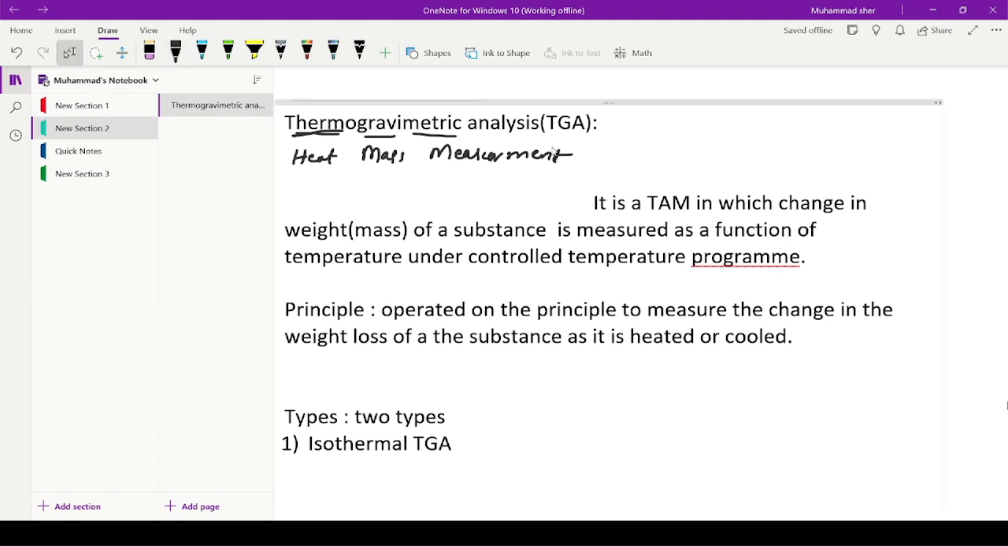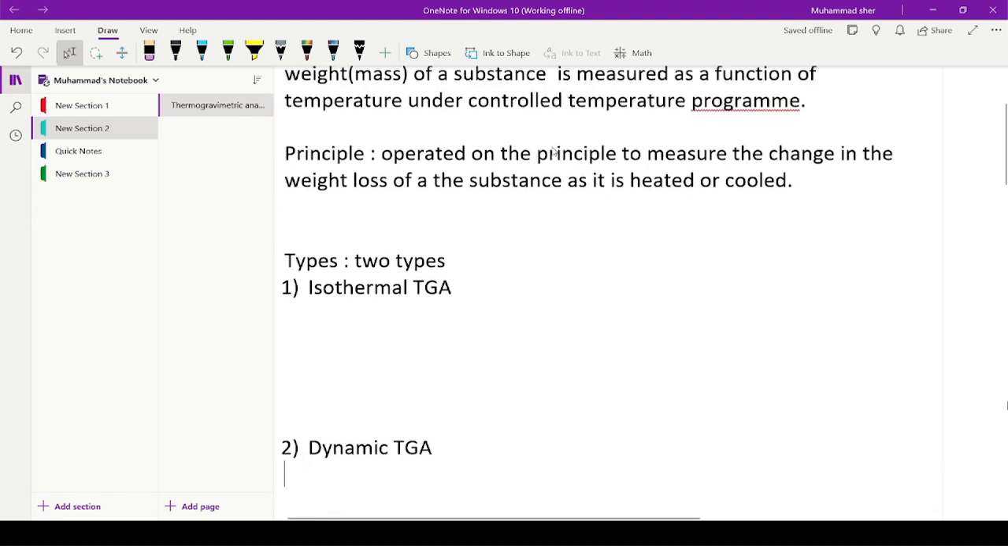Now, if we move down into the types of thermogravimetric analysis, there are two basic types. The very first one being isothermal TGA, and the second one dynamic TGA. Now, first look at the isothermal TGA. The word isothermal, as you all know, means the temperature here will be constant.